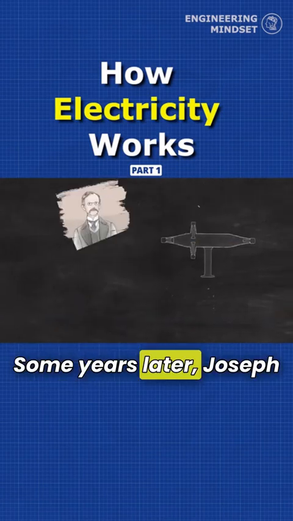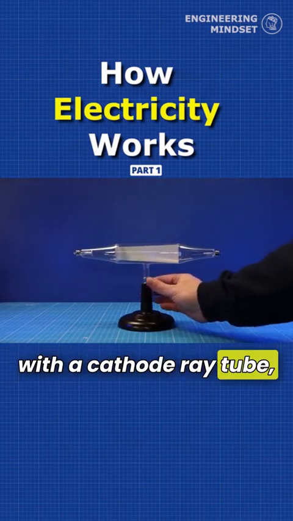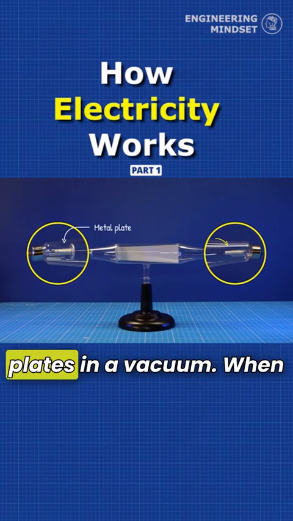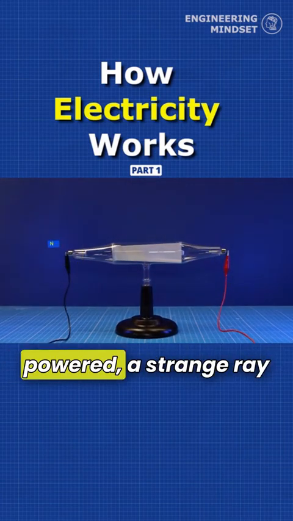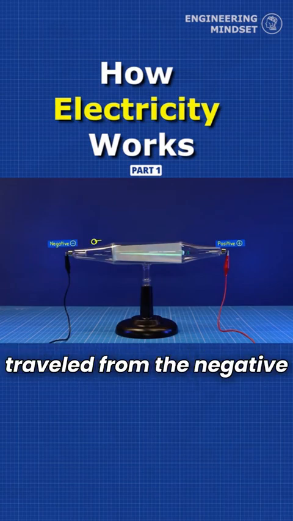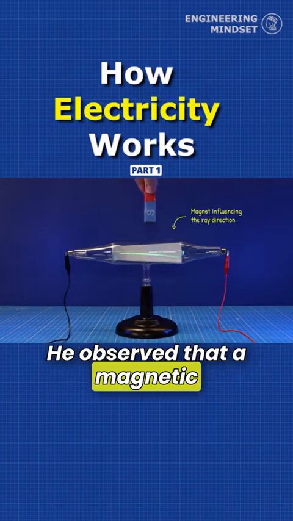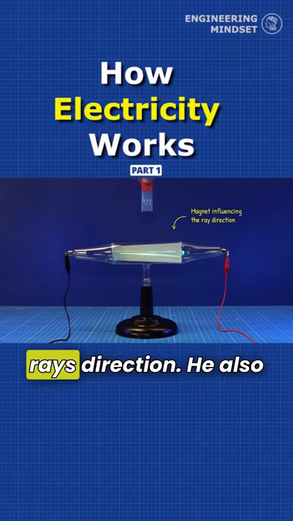Some years later, Joseph Thomson experimented with a cathode ray tube, a device with two metal plates in a vacuum. When powered, a strange ray appeared, and it oddly traveled from the negative to the positive side. He observed that a magnetic field influenced the ray's direction.